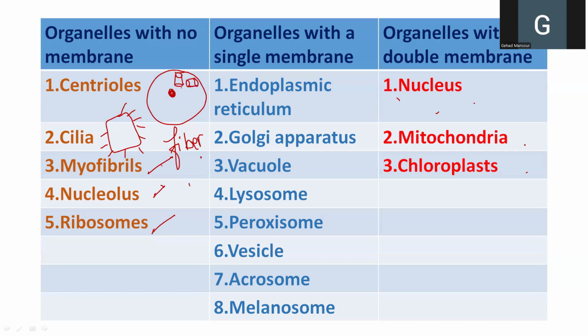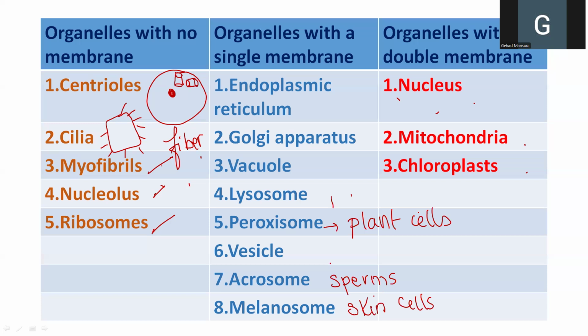All the rest: endoplasmic reticulum, Golgi, vacuoles, lysosomes, peroxisomes in plant cells, vesicles, acrosomes in sperms, melanosomes in skin cells. So acrosomes are actually present in sperms. Melanosomes are present in melanocytes of the skin. Peroxisomes are present mainly in plant cells. All these have a single membrane.